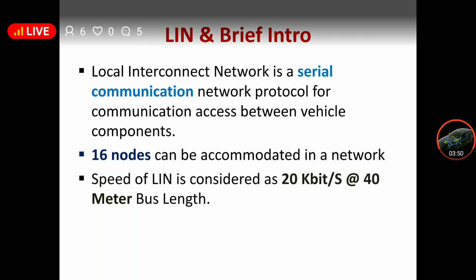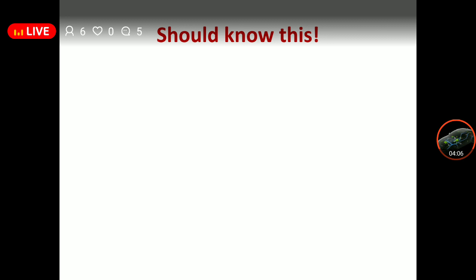The speed of LIN is considered to be 20 kbps, that is 20 kilobits per second, at a 40-meter bus length. In the same way, whenever the bus length increases, the speed decreases, as it is inversely proportional. It's a global rule you should know.